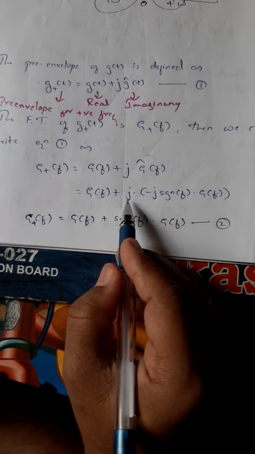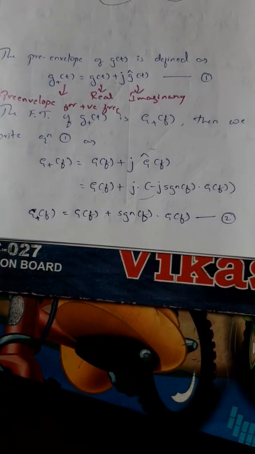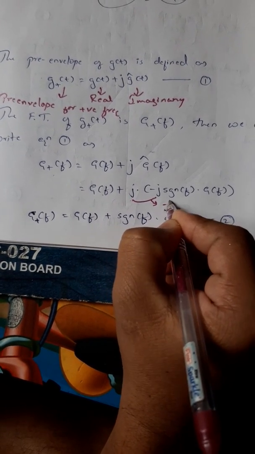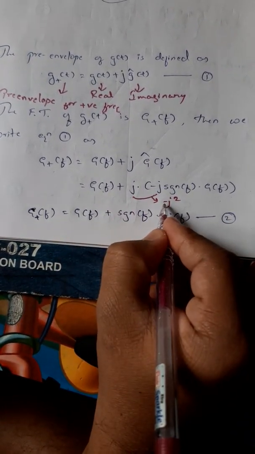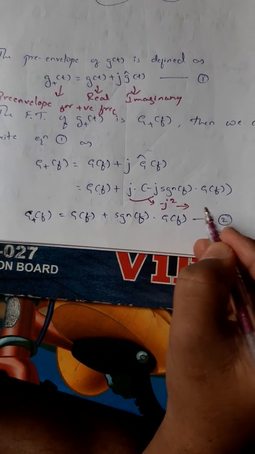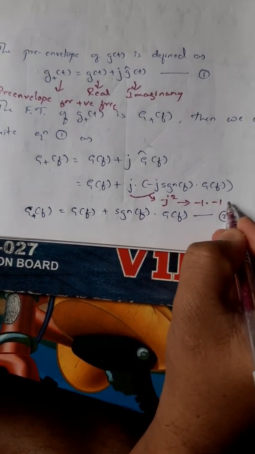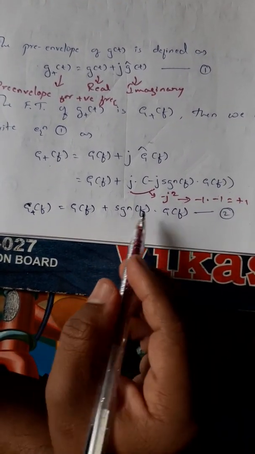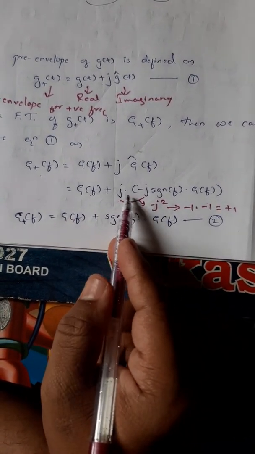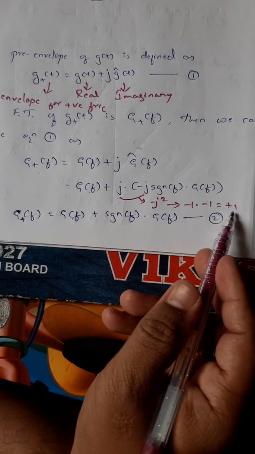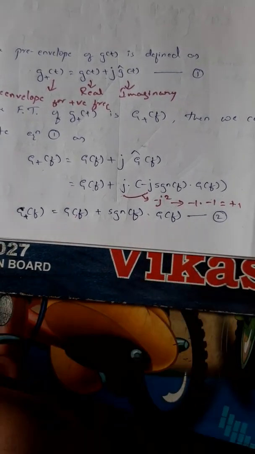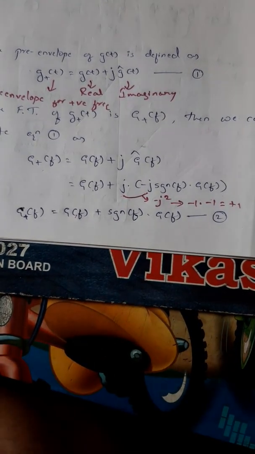Next, take this out. j into j is j square. So plus into minus, minus. So it will be minus j square. What is j square? I already told, imaginary square is nothing but minus 1. Minus 1 into minus 1 is plus 1. So what is remaining? g of f as it is. So this j part will go off and it will be equal to 1. Signum of f as it is, g of f as it is. I call this equation as 2.